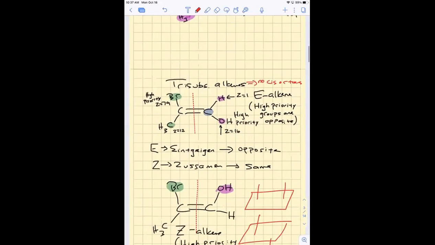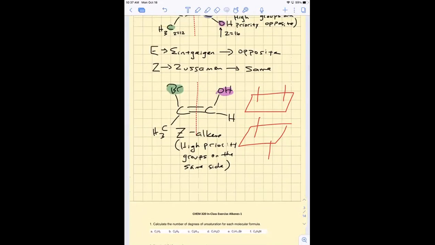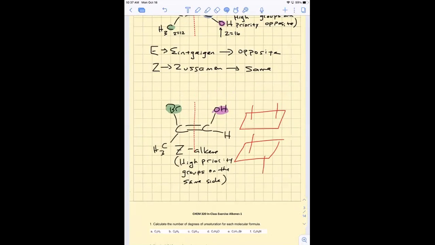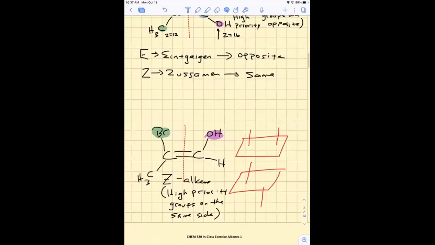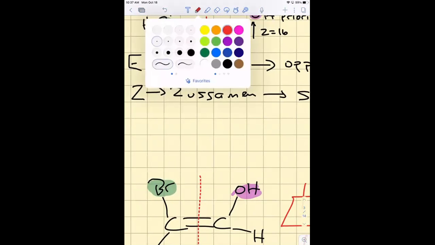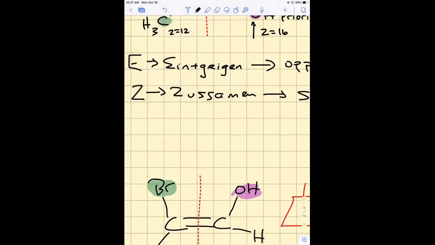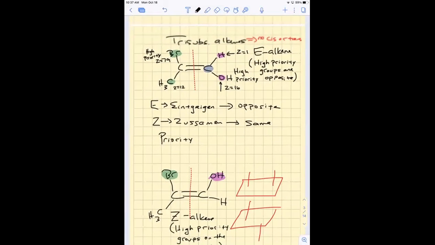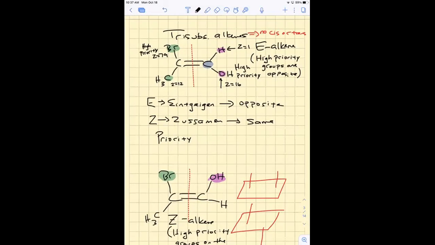I should have written that in. Let me see, I've got room. I'm going to move this down and write that in. So the Z can stand for both the atomic number or the E or the Z. It can stand for either one. Okay.